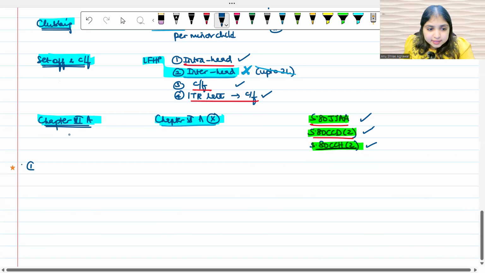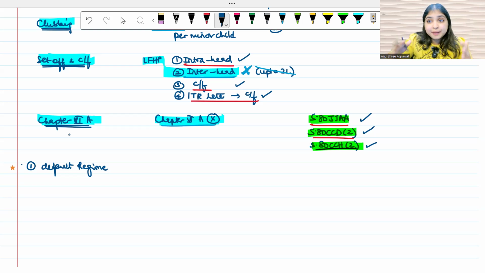First of all, understand that 115BAC is a default regime. Default regime means if you don't specifically exercise the option to opt out, then by default, we will assume that you are following 115BAC. So if you want to not apply 115BAC, you have to specifically opt out. If you don't tell us anything, we will assume that you are following 115BAC. It's a default regime.